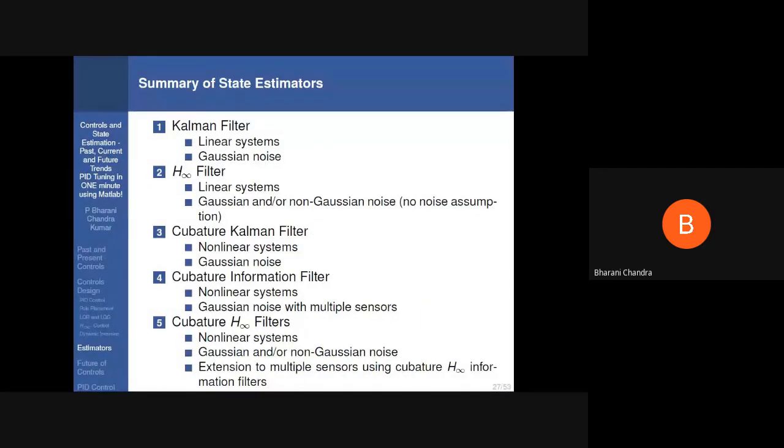So this is the summary of the state estimators. One can see here, if the system is linear and Gaussian, go for the Kalman filter. If it is non-Gaussian, go for the H-infinity filter, for Gaussian or non-Gaussian, anything. The cubature filter is for nonlinear systems with Gaussian noise. The cubature information filter is for nonlinear systems with Gaussian noise and multiple sensors. And if you assume that your system is nonlinear, and you want it to work fine for Gaussian as well as non-Gaussian noise, and further, you have information from multiple sensors, then you can use the cubature H-infinity information filters for multiple sensors.